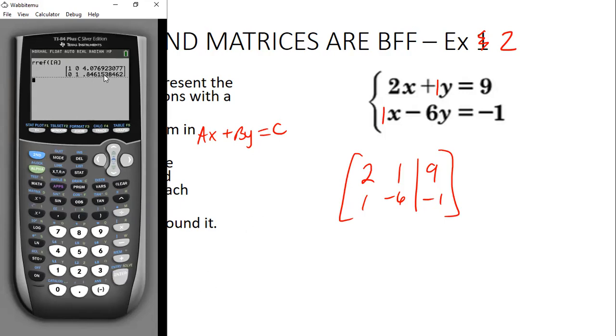Okay, I have this weird decimal. Do I want that? No, so I'm going to press math, enter, and my fraction should be, this is the same thing as pressing math 1 enter. 53 over 13, and we have 0, 1, 11 over 13.